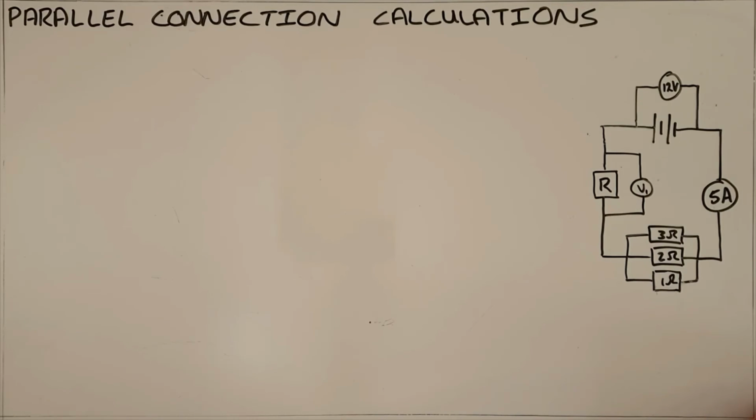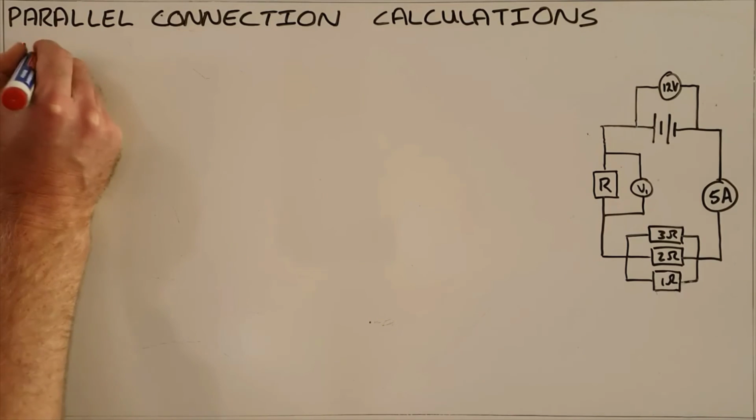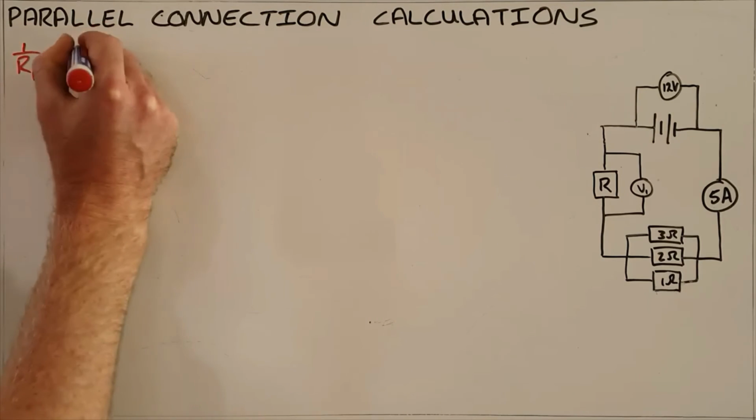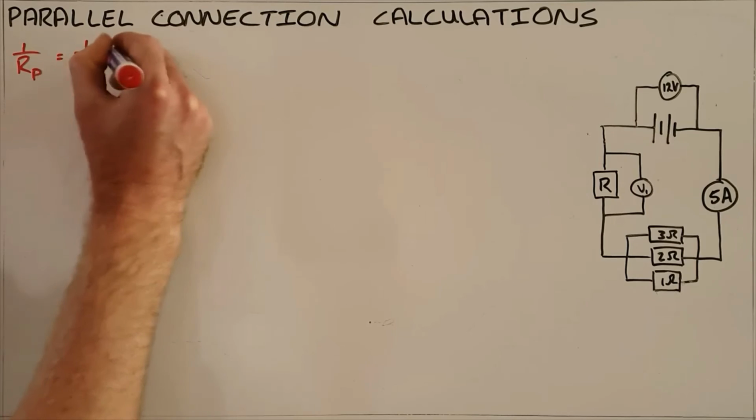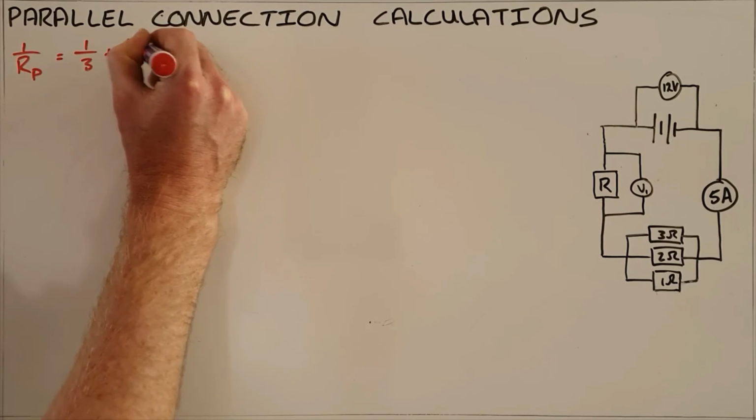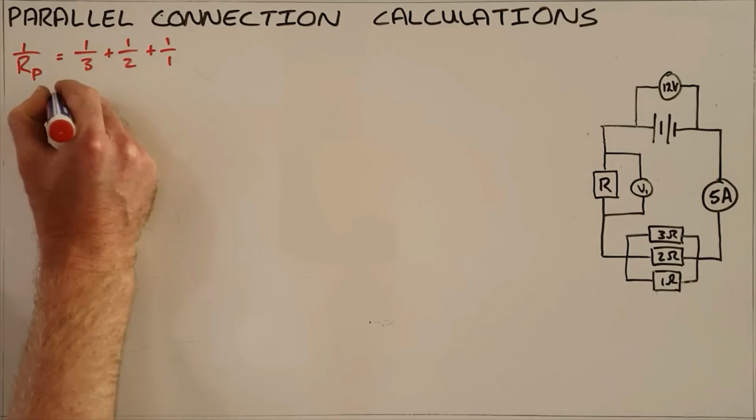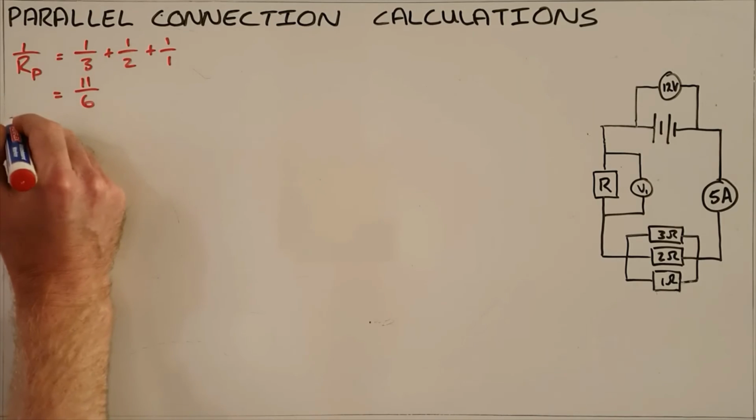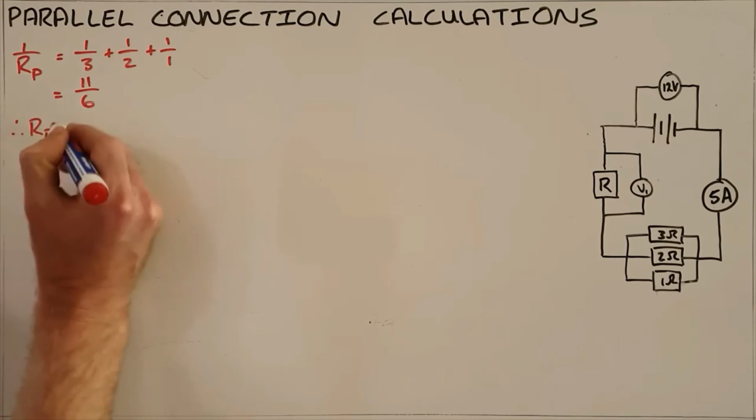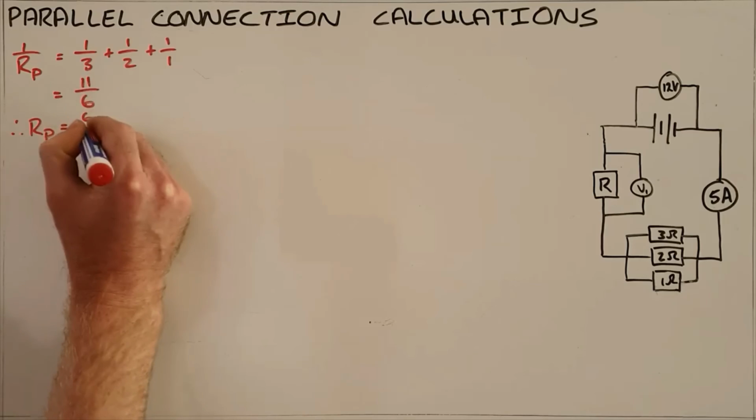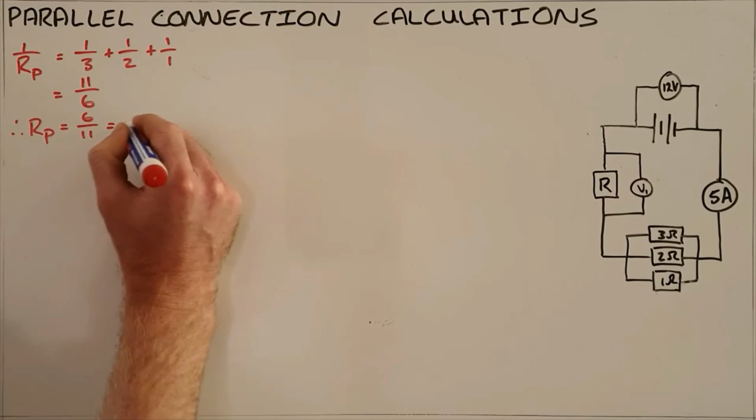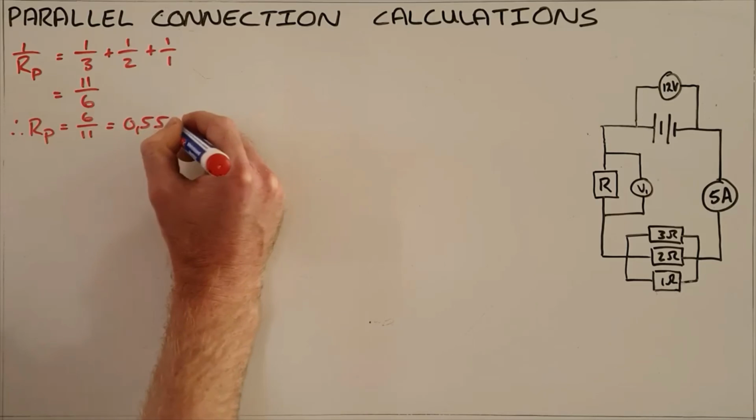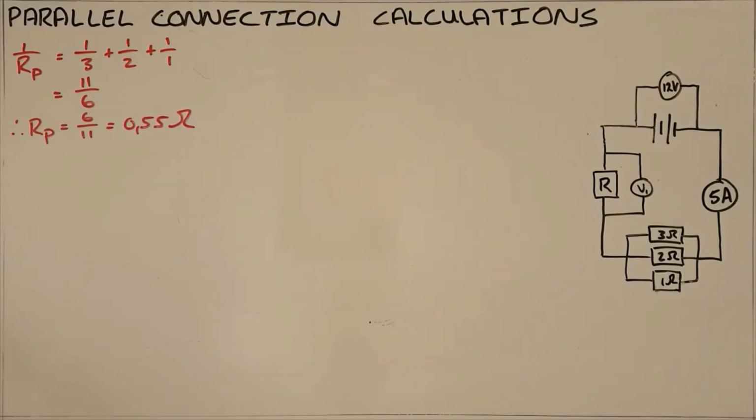So our first problem to solve is always to calculate the equivalent parallel resistance, and we do that by saying that we know that 1 over the parallel equivalent is equal to 1 over each resistor. So 1 over the 3 ohm, 1 over the 2 ohm, 1 over the 1 ohm resistor, which we find comes to a total of 11 over 6. But we want the parallel resistance, so we say the parallel resistance is therefore equal to 6 over 11, or 0.55, rounded to 2 decimal places.